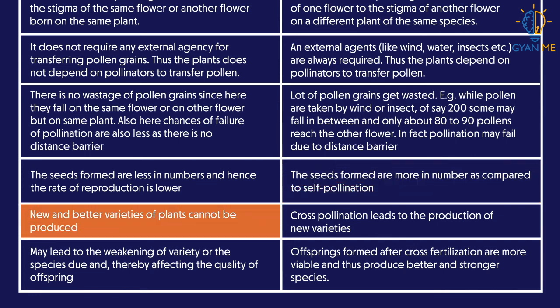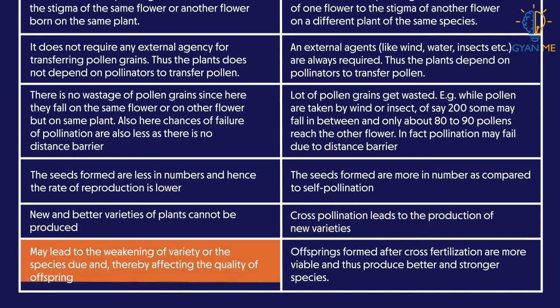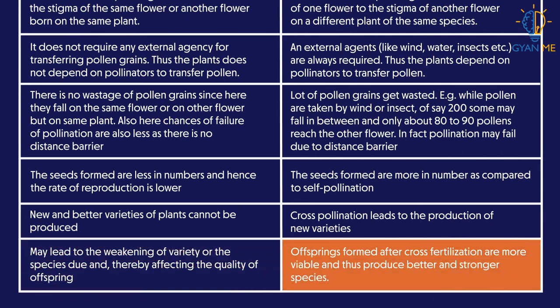New and better varieties of plants cannot be produced by self-pollination. And you know the reason, this is because same genes are getting mixed. While during cross-pollination, production of new varieties of flowers, fruits and trees can be there. Self-pollination may lead to the weakening of variety or the species and thereby affecting the quality of offspring. Generally, offsprings formed after cross-pollination are more viable and thus produce better and stronger species.